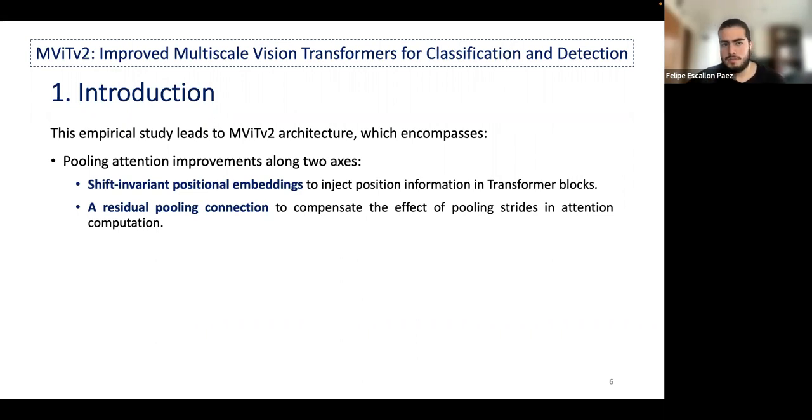What they found was that they are only using a residual pooling connection, and not all three of them, but this is completely based on experimental, empirical studies.